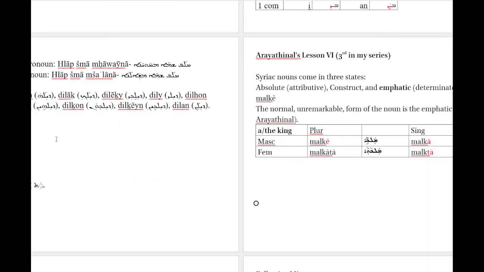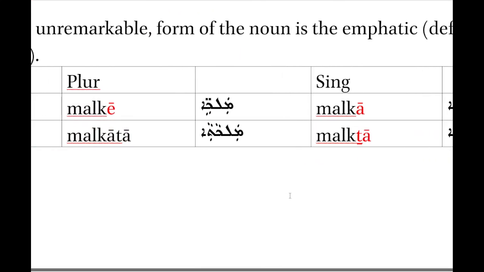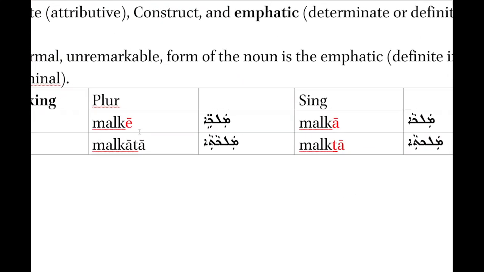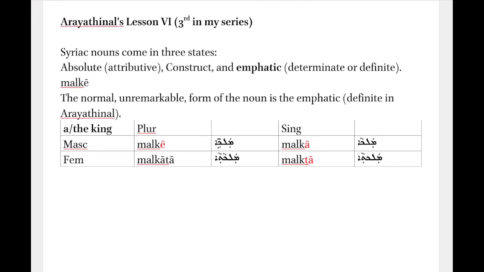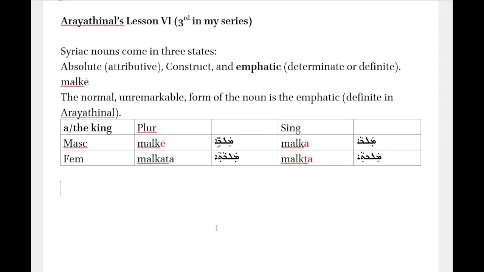Now if I was writing Syriac without vowels, so that I'm writing like this, you don't know if that's king or kings unless you have siame. Now I know that's kings, melke.